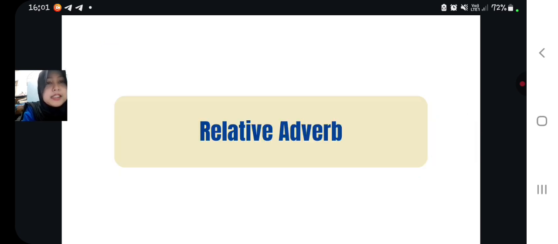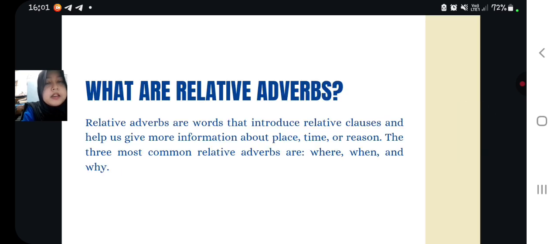And next is relative adverb. After we know about relative clause, now I will be presenting about relative adverbs. Relative adverbs are words that introduce relative clauses and help us give more information about place, time, or reasons. The three most common relative adverbs are where, when, and why.